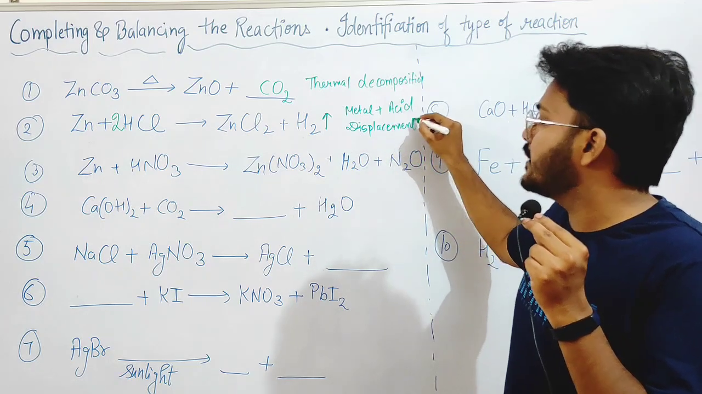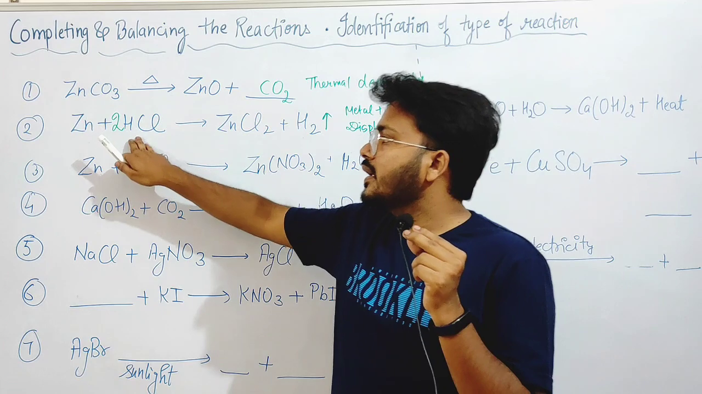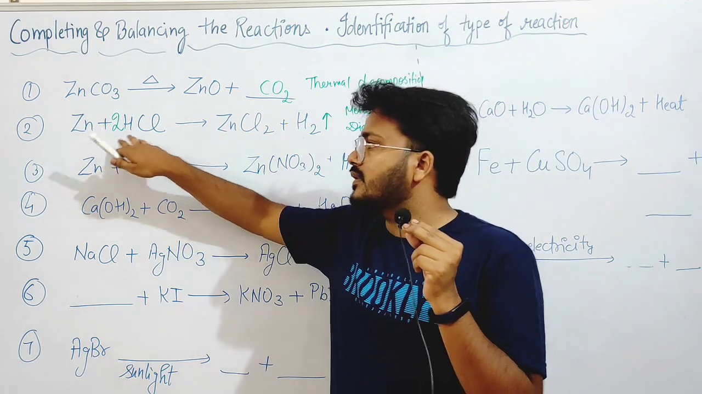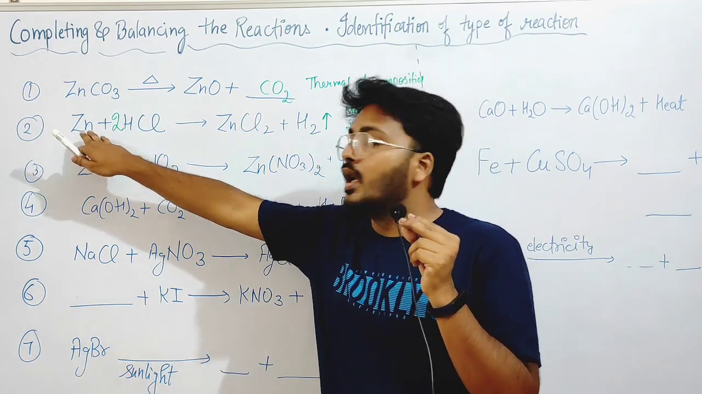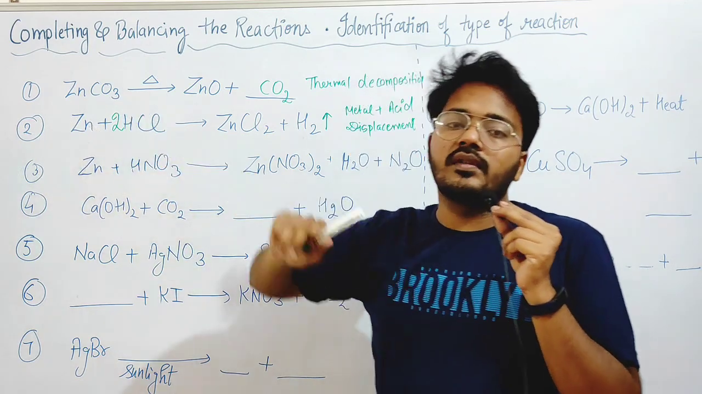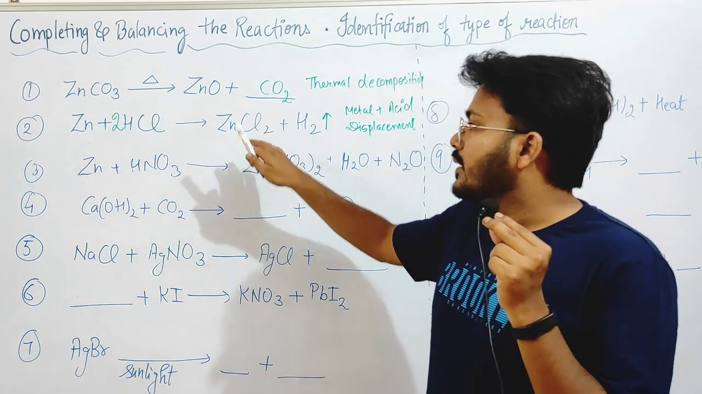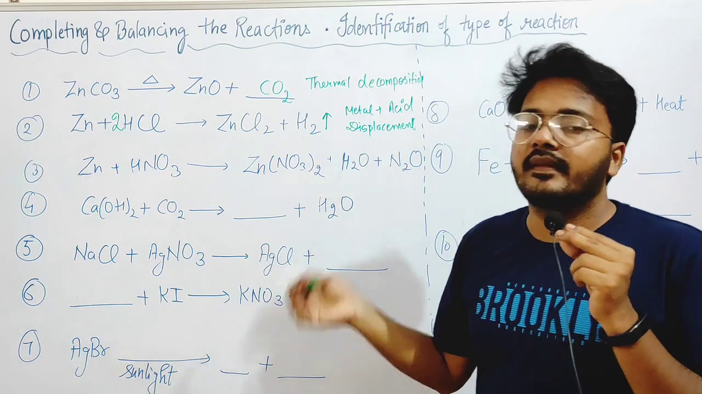Why is it a displacement reaction? Because hydrogen is less reactive as compared to zinc, but zinc is more reactive, so it will replace hydrogen from its salt solution. Zinc chloride will form and hydrogen gas is removed.